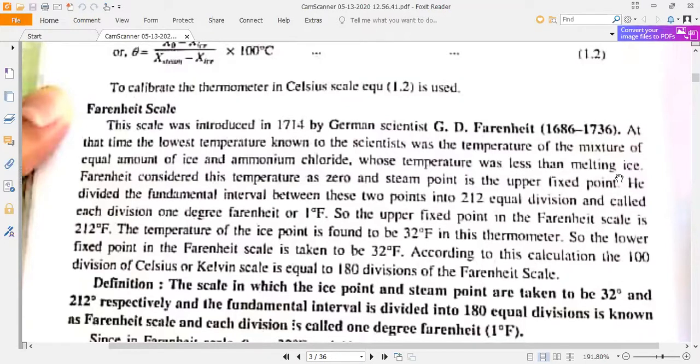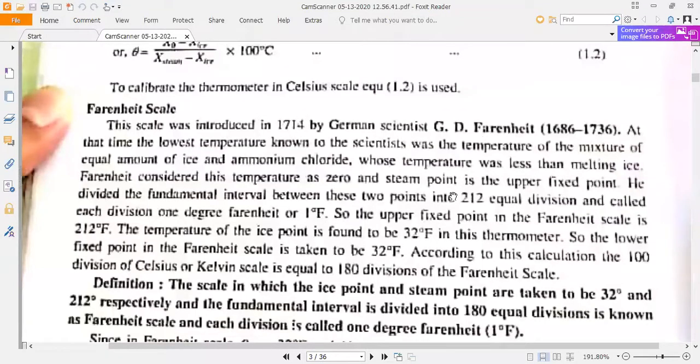And this temperature was less than melting ice, that is 0 degrees Celsius. Fahrenheit considered this temperature as zero, and its steam point is the upper fixed point. Yes, we know this one. Melting ice is the zero and steam point is the upper fixed point. He divided the fundamental interval between these two points into 212 equal divisions.